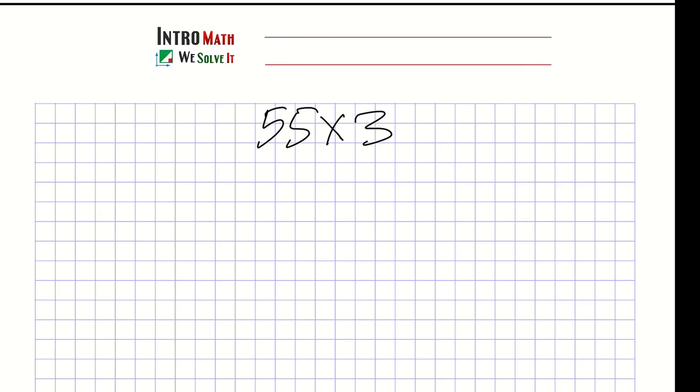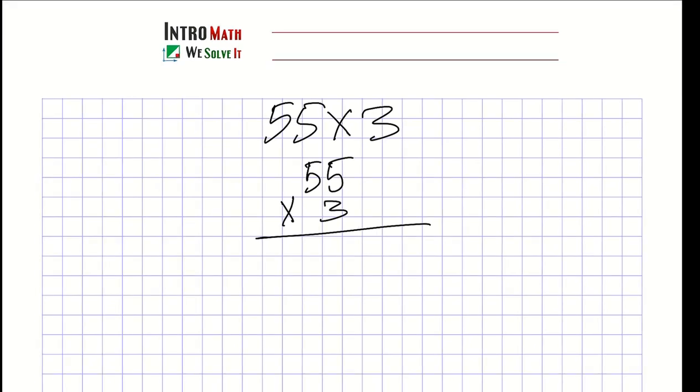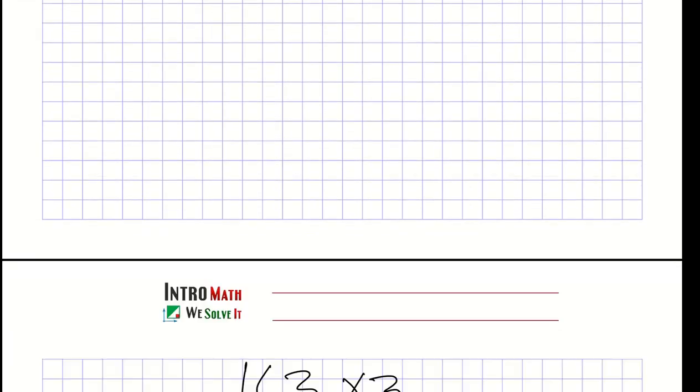Okay, 55 times 3, you line it up like that. Now 5 times 3 is 15. You write 5 down and you carry 1, right? And then you say 5 times 3 again is 15 plus 1 is 16. That's the answer right there. You're done. See? So you will continue. We'll go to the next problem.